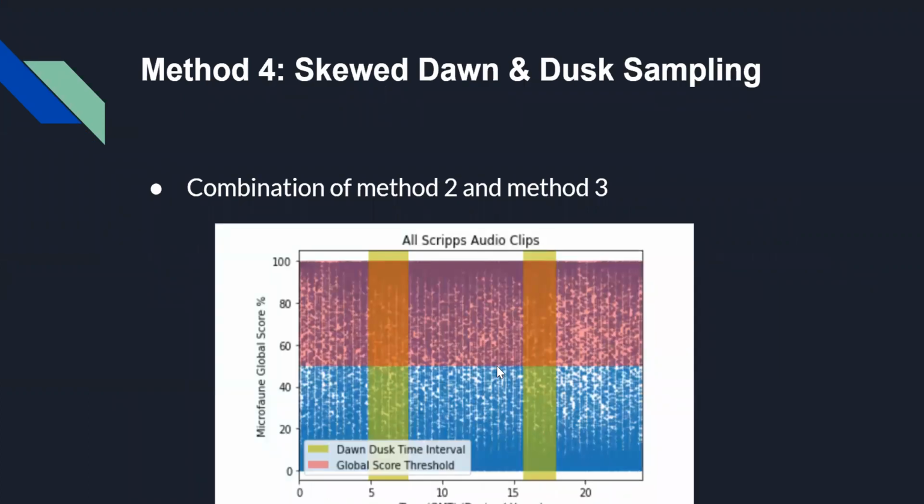And the last method is just a combination of method 2 and method 3. We first choose subsets that have microfauna prediction 50% or bigger, and then we choose 120 audio clips in each dawn and dusk time interval.